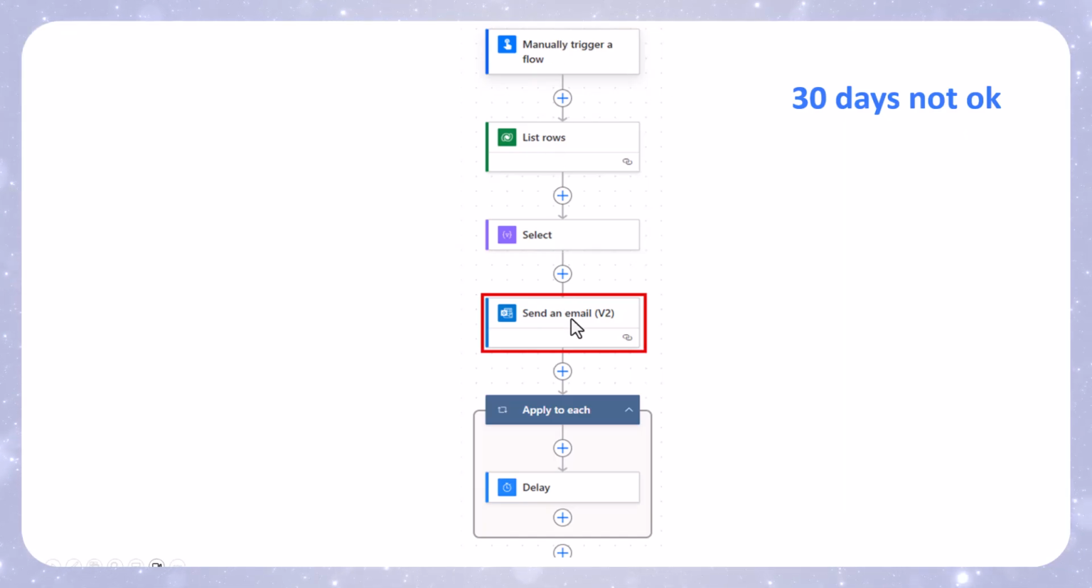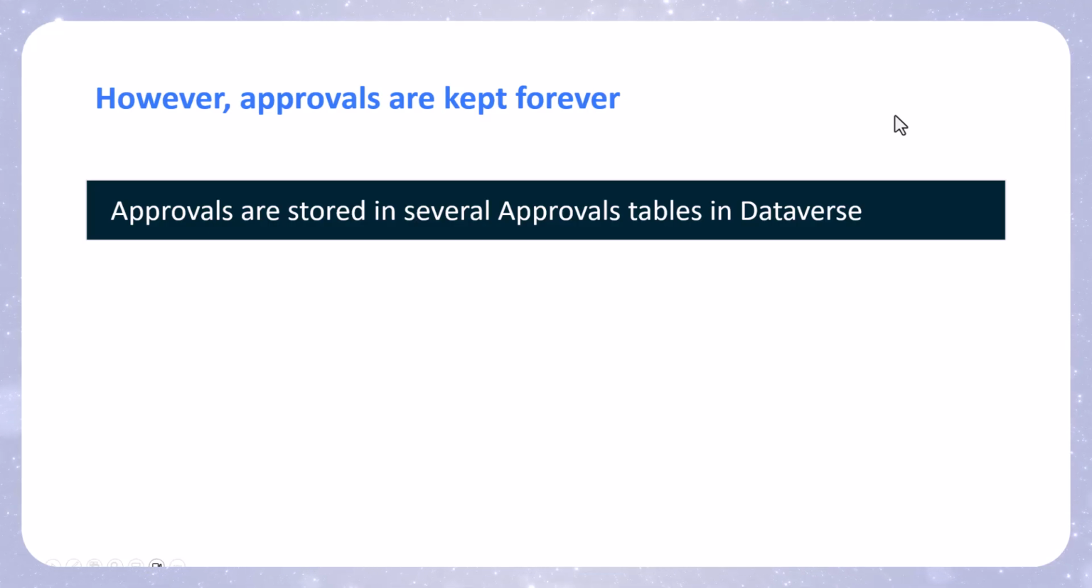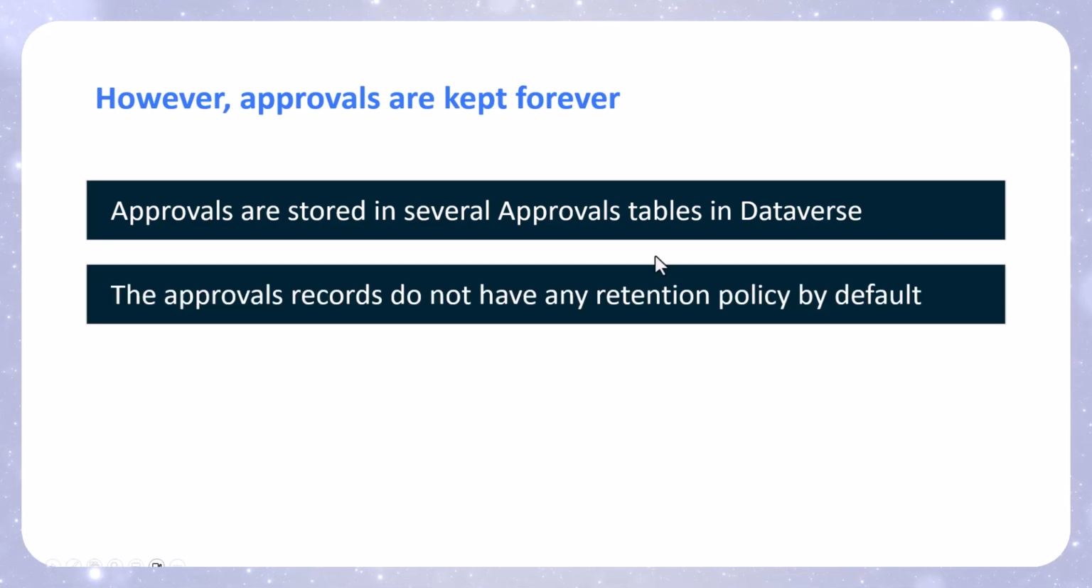This flow is the same flow, but with send an email. So it's not the Dataverse connector, then it will stop after 30 days. Now, approvals are kept forever, right? So even if your flow stops running, the approvals will remain in some system approval tables in Dataverse, and these approval records don't have any retention policy by default.